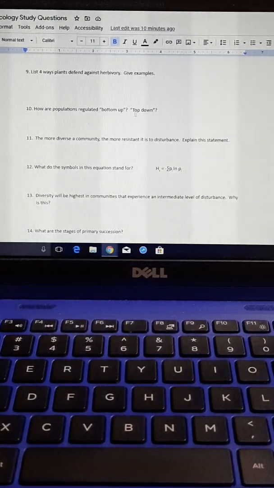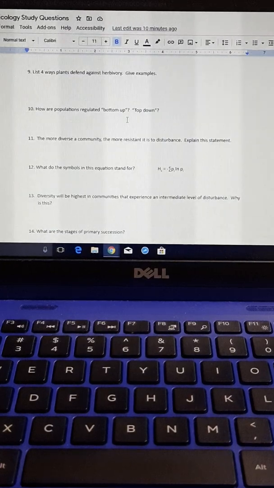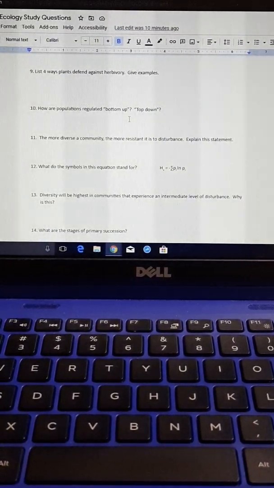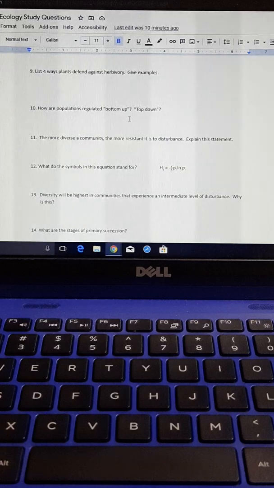Populations are regulated bottom up or top down. Bottom up regulation would be the producers controlling the populations above them, and top down would be the predators controlling the populations beneath them. It could be contested, but if there is more plant biomass, that means there are more relationships. Because the producers are at the bottom, I think they would have more influence. But then again, if there are more predators than the lower levels, that also spells danger for the community.